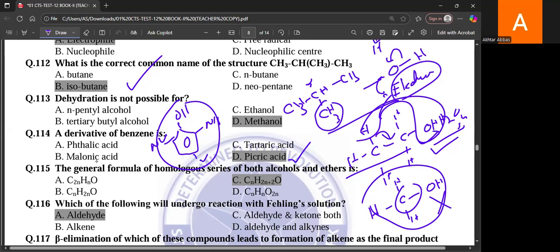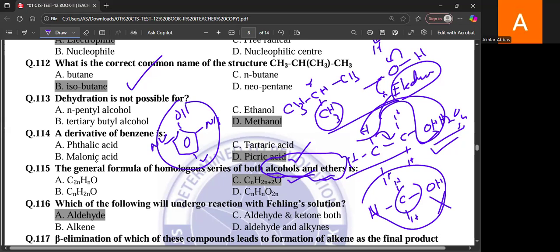The general formula of the homologous series, both alcohols and ethers. You know that alcohols and ethers have the same molecular formula but different structural formula. So these have different functional groups. So we can also say that this shows functional group isomerism, and the general formula is CnH2n+2O. So your best option is Charlie.